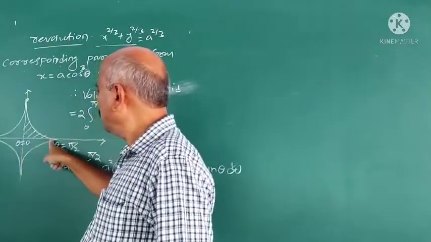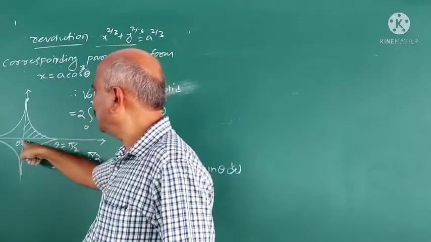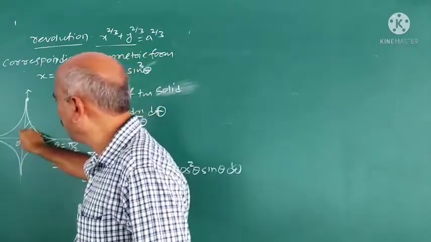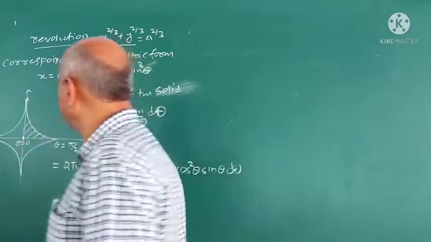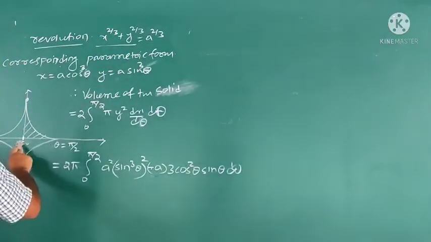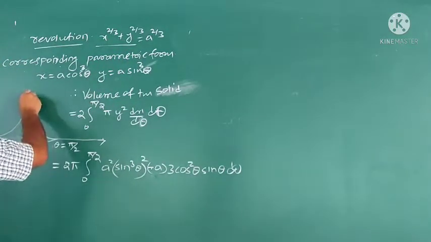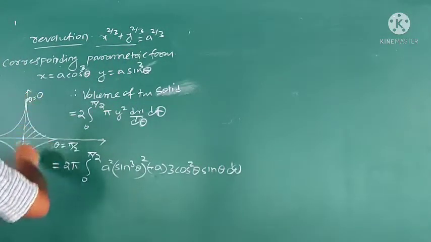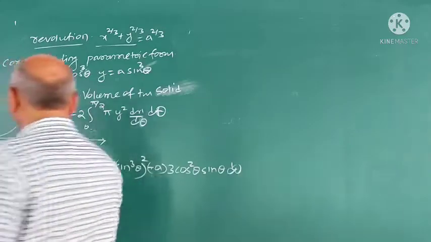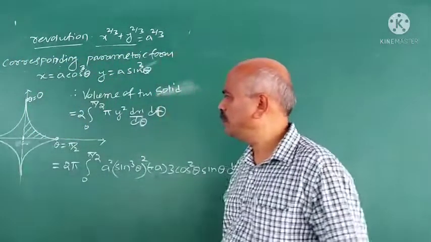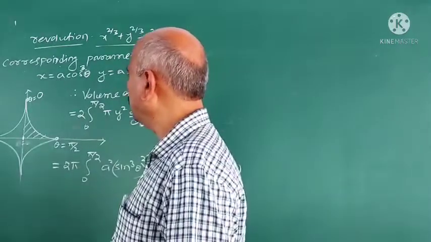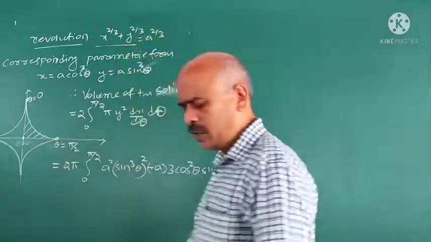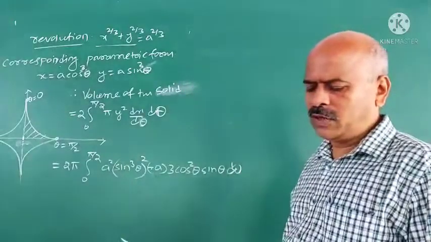Zero to pi by 2. Correct? Theta is 0 corresponding to this point. What is the parameter corresponding to this point? At this point theta is 0. At this point theta is pi by 2. So, 0 to pi by 2. See what happens here? 0 to pi by 2.